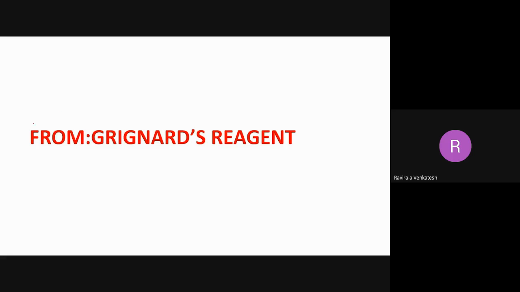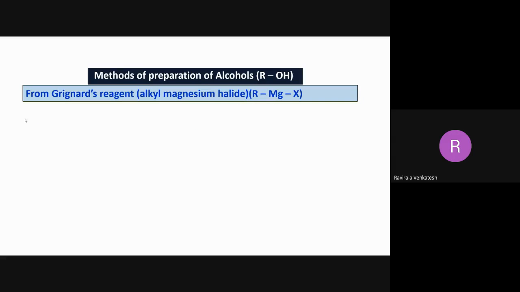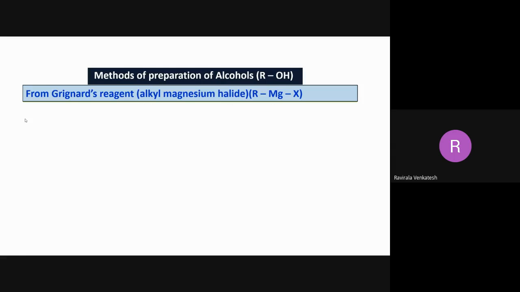Grignard reagent. This is a very 5-star question. It is a very important one. Grignard reagent. So by using this Grignard reagent, we can prepare all types of alcohols: primary, secondary, and tertiary alcohols can be prepared by using this method. Now, what is the name of this reaction?